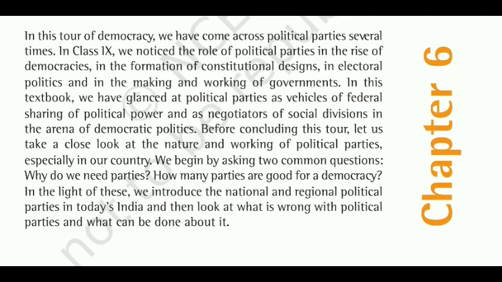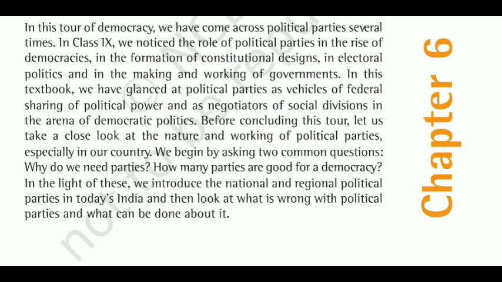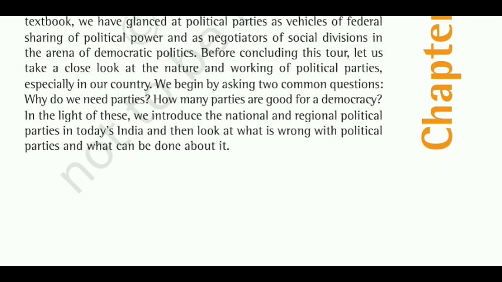Before concluding this tour, let us take a close look at the nature and working of political parties, especially in our country. We begin by asking two common questions. Why do we need parties? How many parties are good for a democracy? In the light of these, we introduce the national and regional political parties in today's India and then look at what is wrong with political parties and what can be done about it.